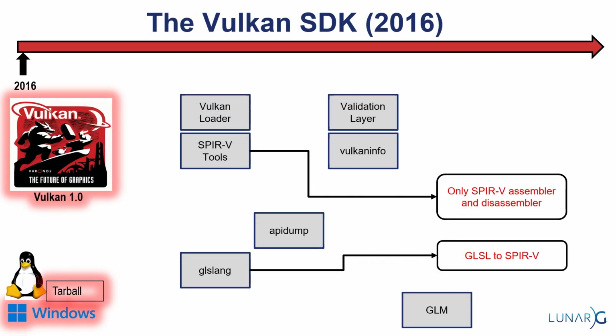The first SDK we released coincident with the Vulkan API. It was Windows and a Linux tarball only. In the SPIR-V tools repository, all we had included in the SDK was the SPIR-V assembler and disassembler and GLSL to SPIR-V from glslang. But it was a pretty limited SDK. It did provide some value. I mean, there weren't a lot of application developers yet. Spec just released.